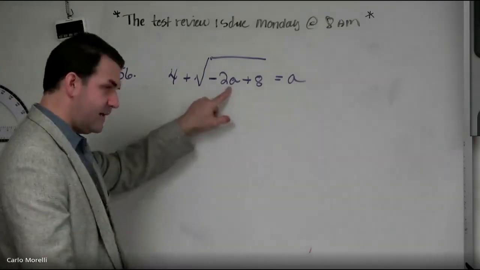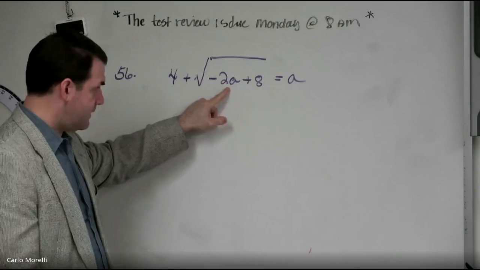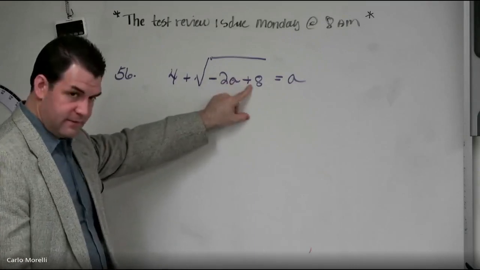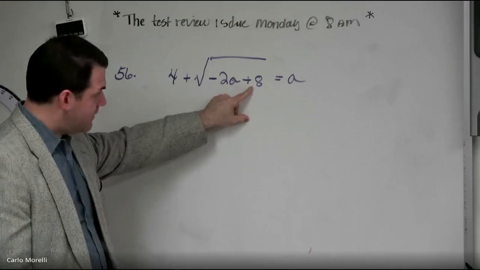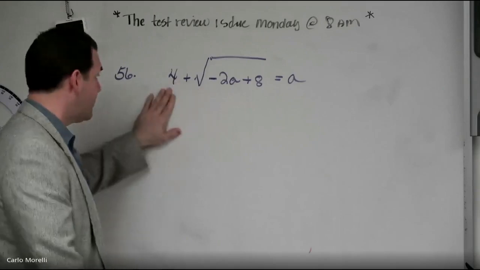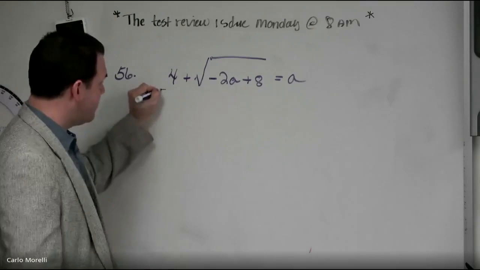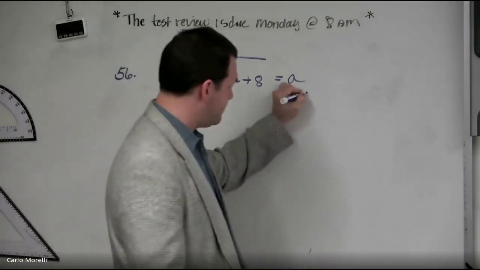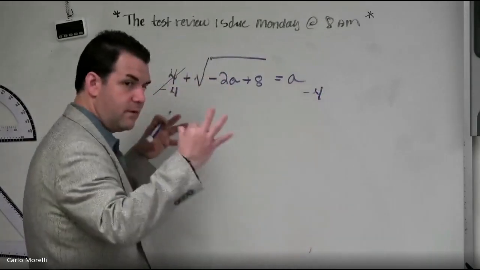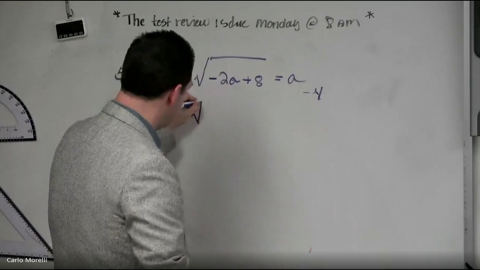Now, if we want to get a by itself, eventually we're going to need to divide by negative 2. But before we divide by negative 2, we'll have to subtract 8 from both sides. But before we can do any of that, we have to get rid of the square root sign. But before we can get rid of the square root sign, we've got to subtract 4 from both sides. So we're going to begin by subtracting 4 from both sides. You see how we're eating from the outside in? Like a Tootsie Pop.